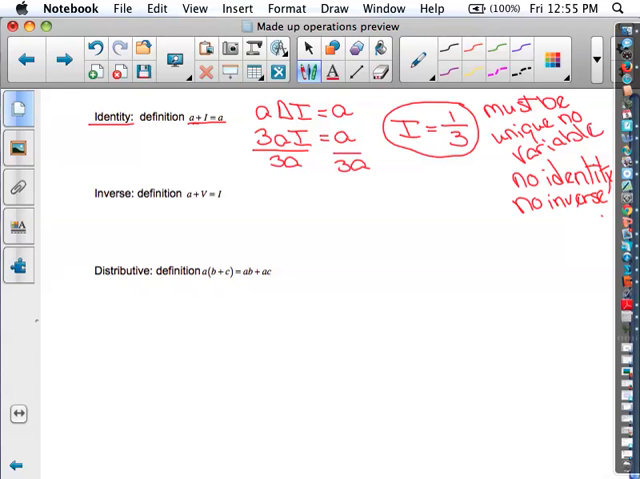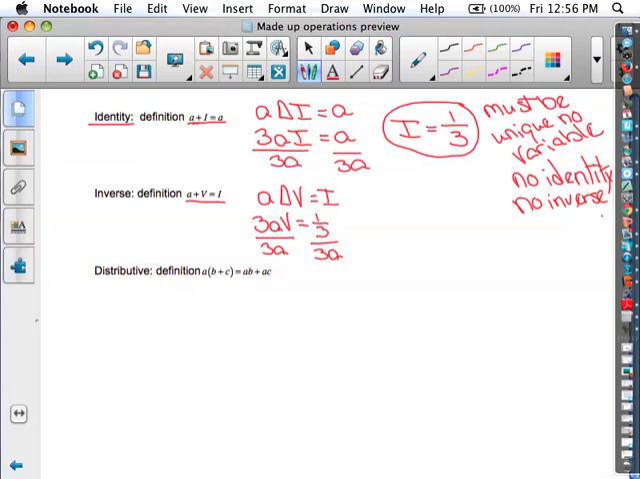The next property we're going to test for is the inverse. Now remember, the definition of the inverse is that you take the element, perform the operation against the inverse, and you get the identity. So if I have A delta V, that should give me the identity I. A delta V will give me 3AV, which should be equal to the identity, which we just found to be 1/3. Solve that for V by dividing both sides by 3A.